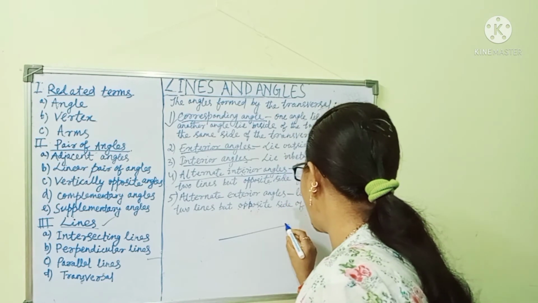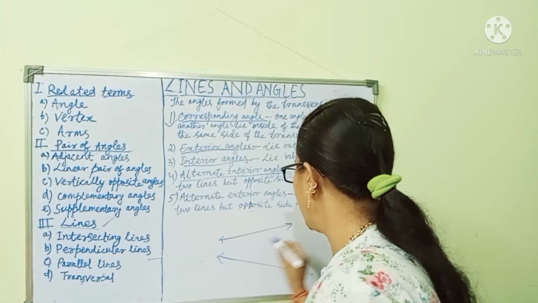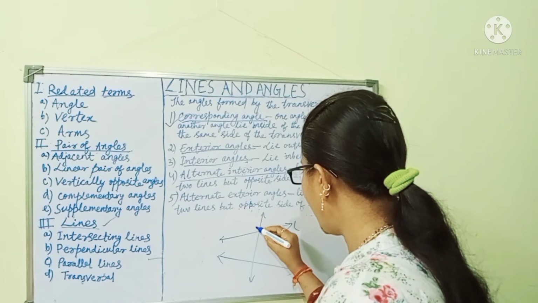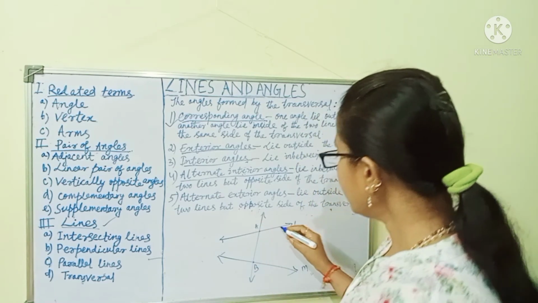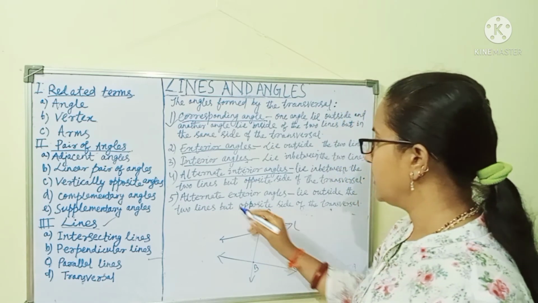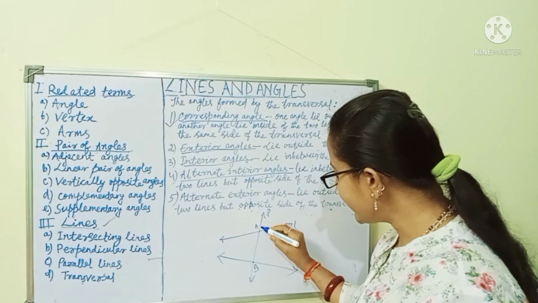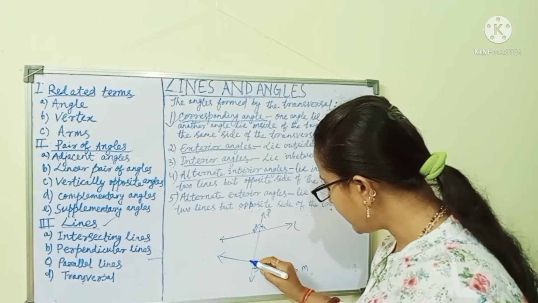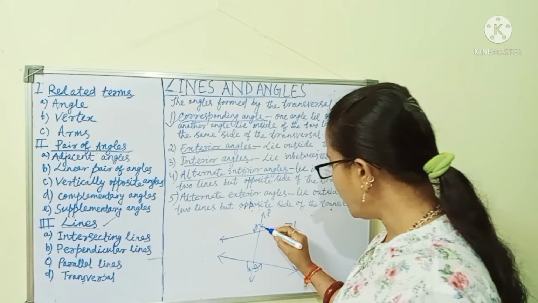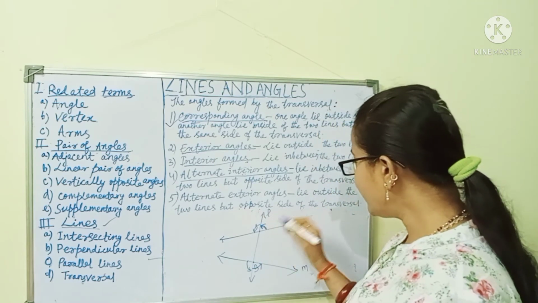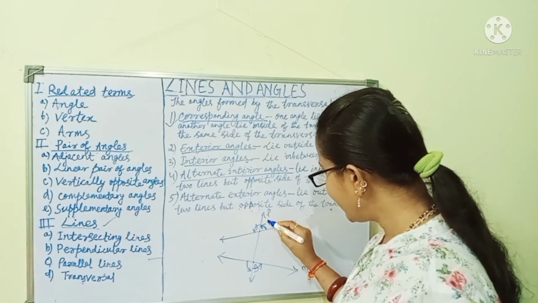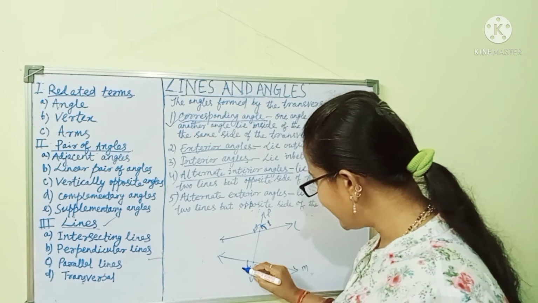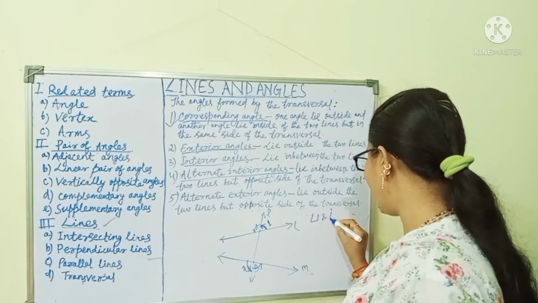So if I consider two lines and one transversal cutting across the two lines and meeting at points A and B, then this is the transversal P. Now the alternate exterior angles. The exterior angles will be this angle, this angle, this angle, and this angle. Now they lie on the opposite side of the transversal. If I take the first angle, then the alternate one is the 7th. So 1 and 7.